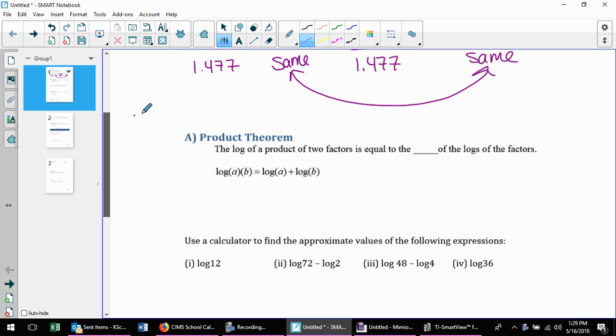Like, I have 3 squared times 3 to the exponent 3, I know my answer is going to be 3 to the exponent 5, right? We know that. I cannot do it if it's this. I cannot say the answer is going to be 6 to the exponent 5. I can't do that. So no log law, no exponent law you can apply here. Same thing with logs, they have to have the same base.